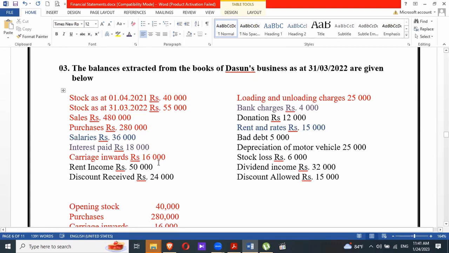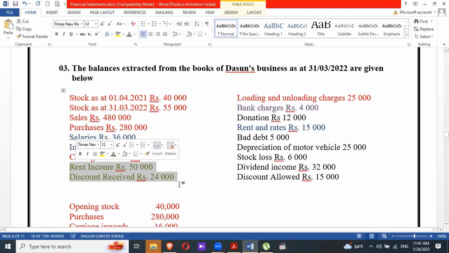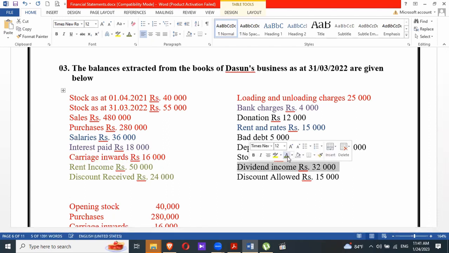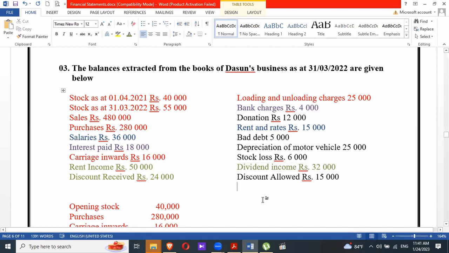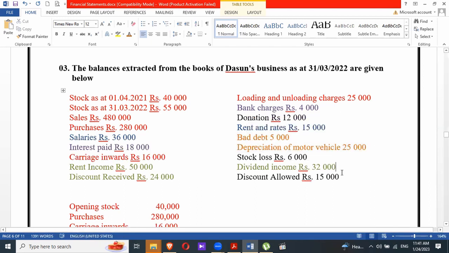Then other income, I'll highlight in another color. Rent income, discount received, those are other income. And dividend income also. Three other incomes we have already identified, right? Then bad debt and depreciation of motor vehicle comes under distribution expenses. This one also distribution expense. Discount allowed also comes under distribution expense, right?